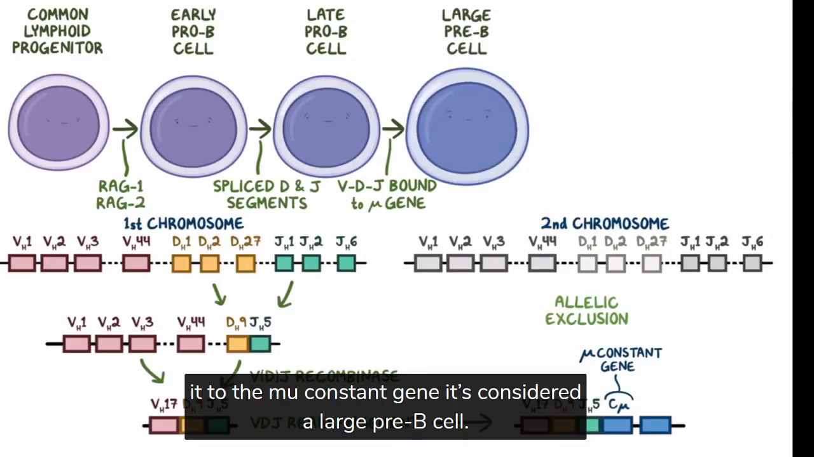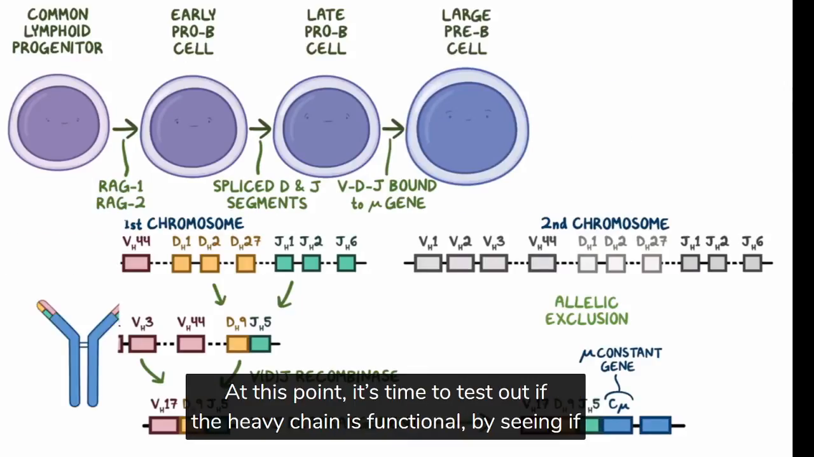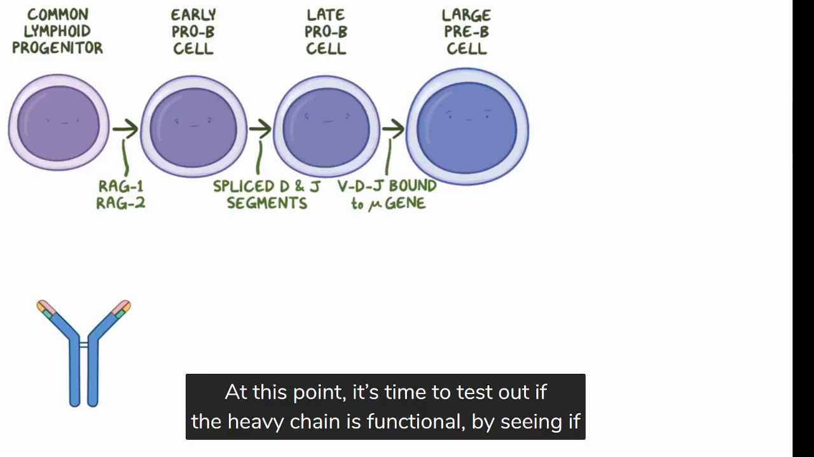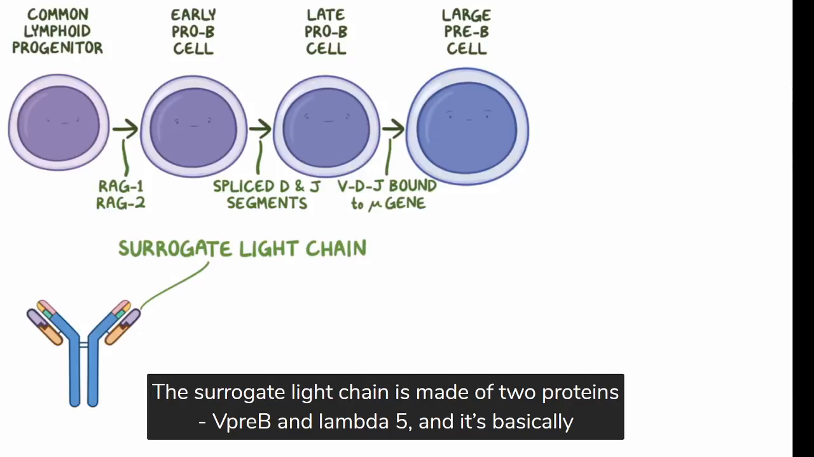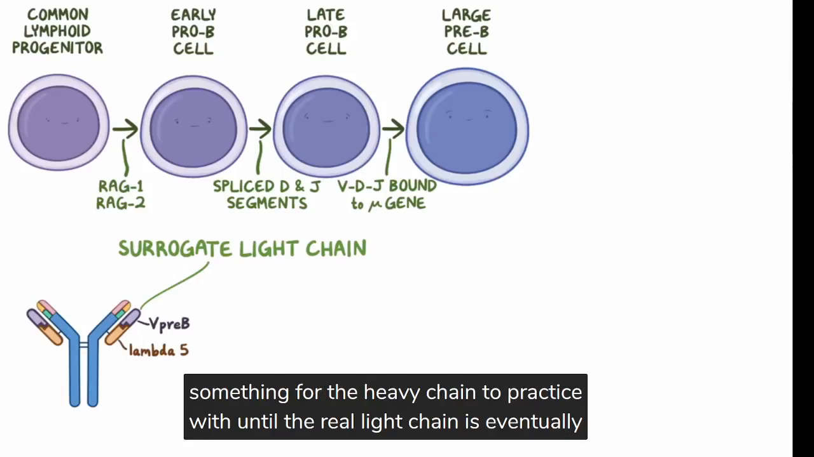At this point, it's time to test out if the heavy chain is functional, by seeing if it can bind to a surrogate light chain and get expressed on the cell surface. The surrogate light chain is made of two proteins, V pre-B and lambda 5, and it's basically something for the heavy chain to practice with until the real light chain is eventually made.